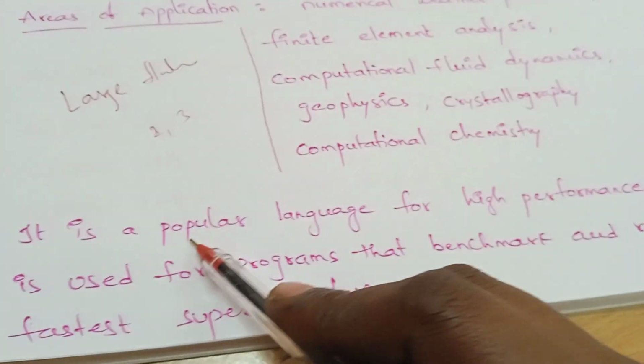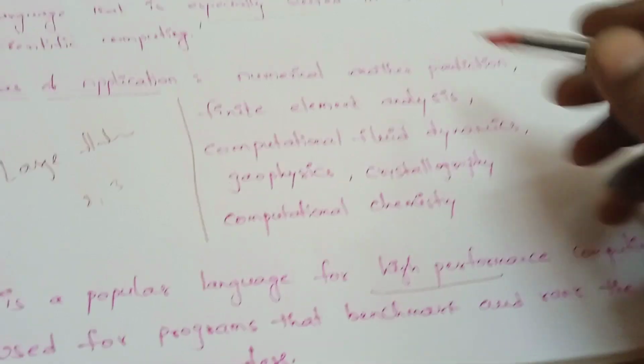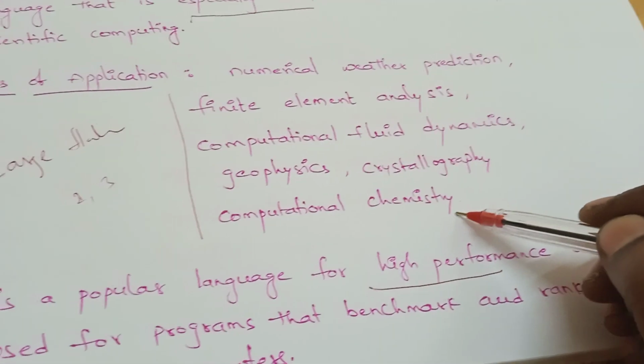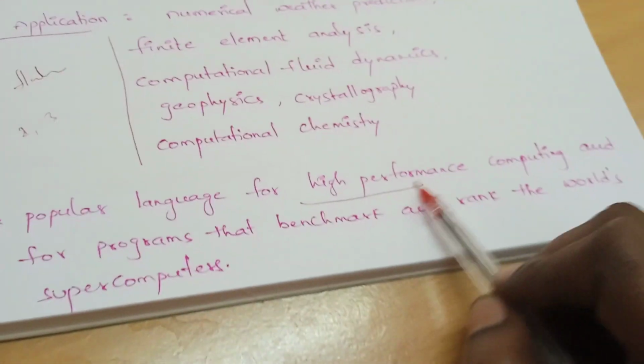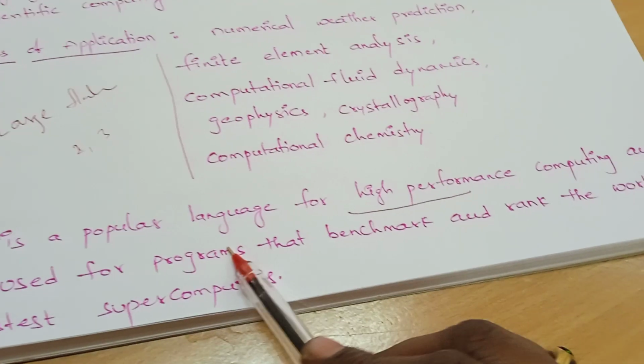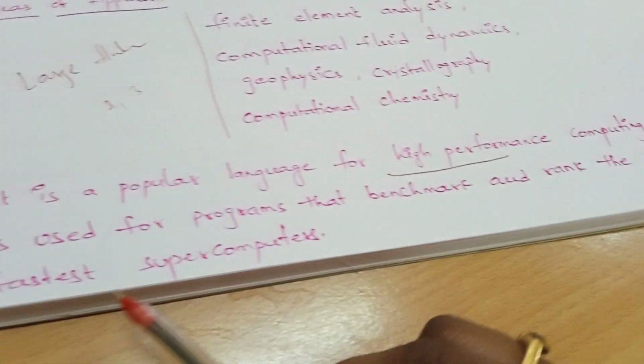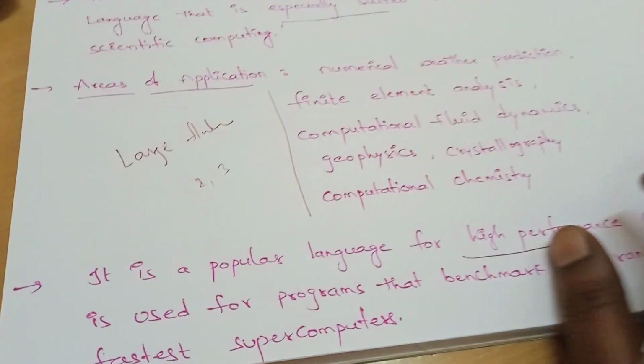It is a popular language for high performance computing. As we are doing these kinds of applications, naturally FORTRAN is high performance computing, and it is used for programs that benchmark and rank the world's fastest supercomputers.